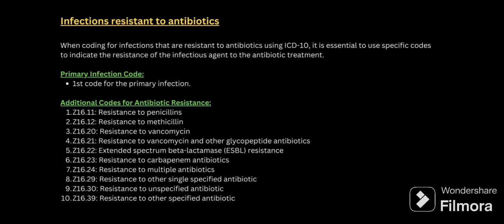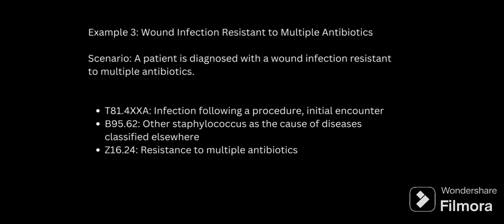Next is infection resistant to antibiotics. For infection resistant to antibiotics, the primary code should always be for the infection, and the secondary code should be for the resistance to that drug. Here I have listed antibiotic resistance, that is penicillin, methicillin, like that drugs are given. Based on this you can choose the resistant drug and give the code.